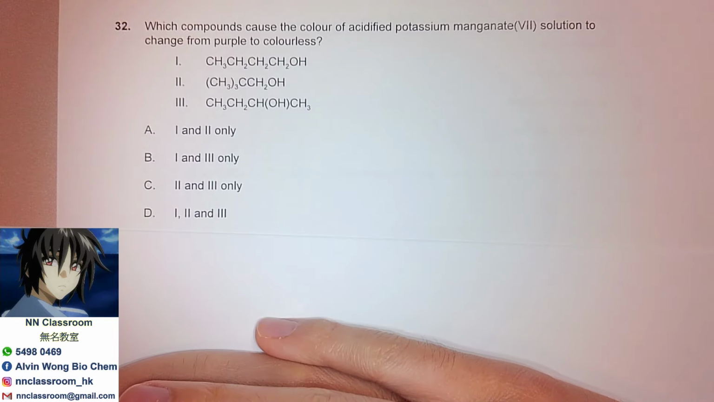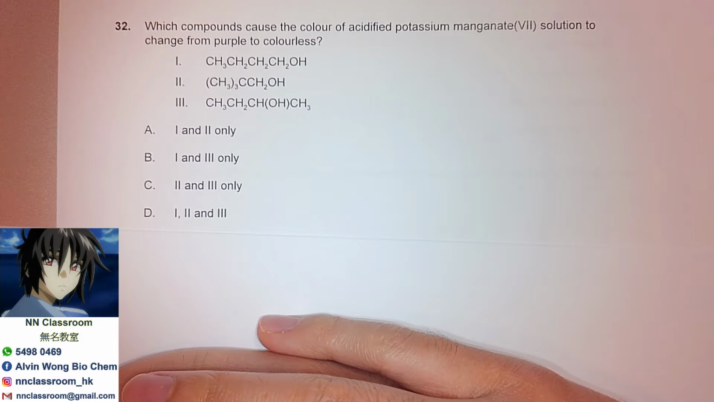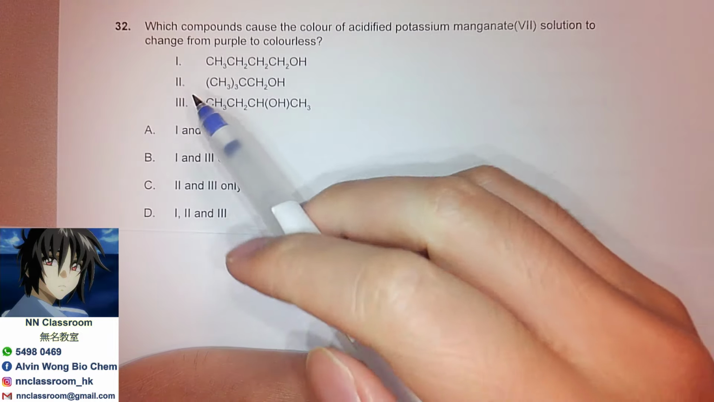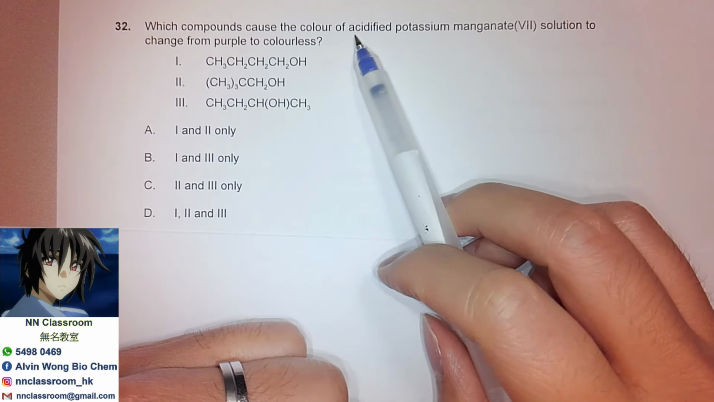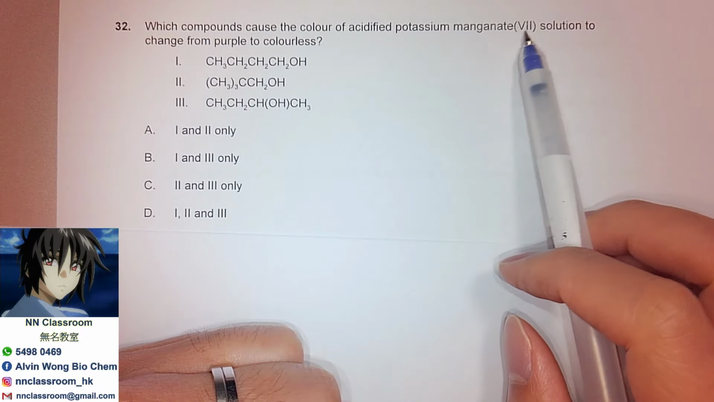Today I'd like to share with you a past paper question from 2018 Time Zone 0 in November. Question number 32 relates to the topic of organic chemistry, topic 10, important and long topic. Let's see. Which compounds causes the color of acidified potassium manganate 7 solution?